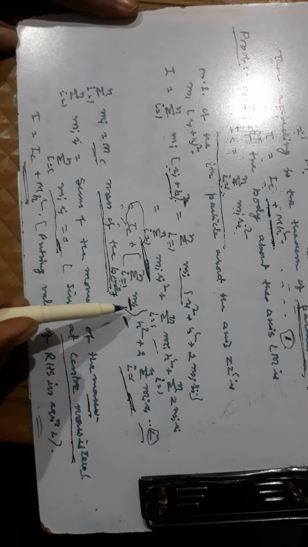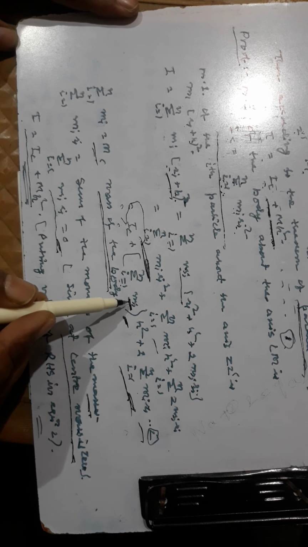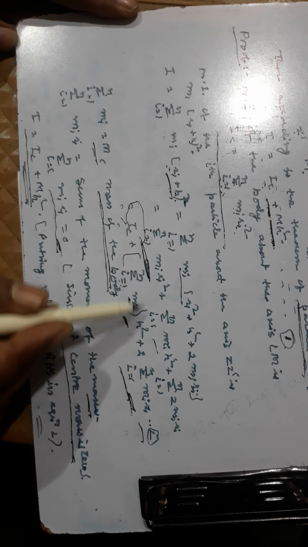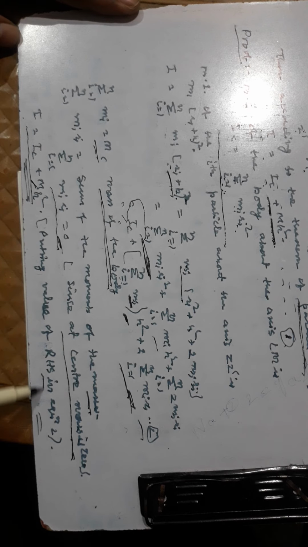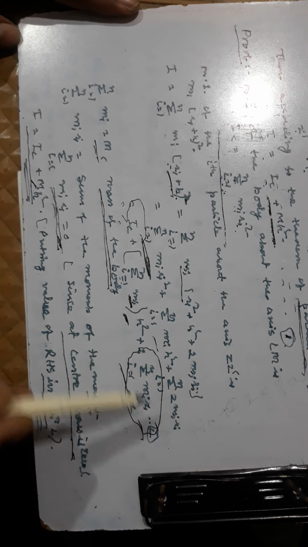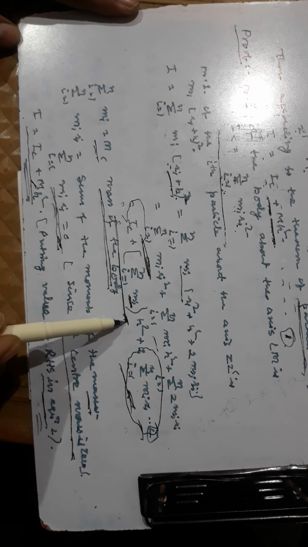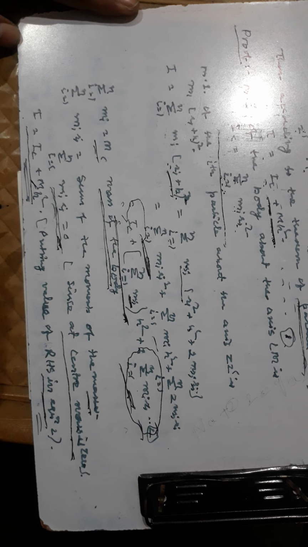Finally, I is equal to Ic plus Mh square. This thing you can take as the big body mass M. Putting the value of RHS in equation 2, how do you obtain this thing? This value you should put in equation 2, then this term will be 0, and this will be left. So I is equal to Ic plus Mh square.